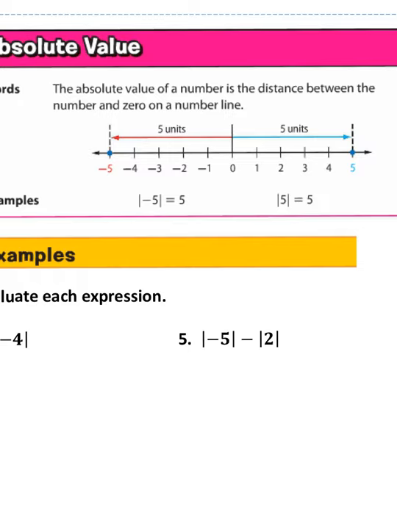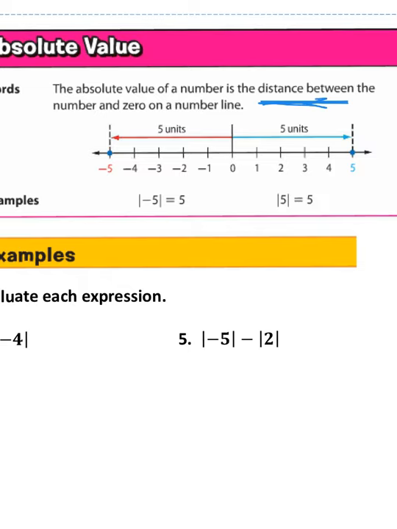Now in this bottom section, we're talking about absolute value. The absolute value of a number is the distance between the number and 0 on a number line. As you can tell in this example, they show us the number line with 0 in the center, the numbers to the left are negative, and the numbers to the right are positive. So when you talk about absolute value, you're talking about how far it is from the number 0 on that number line.